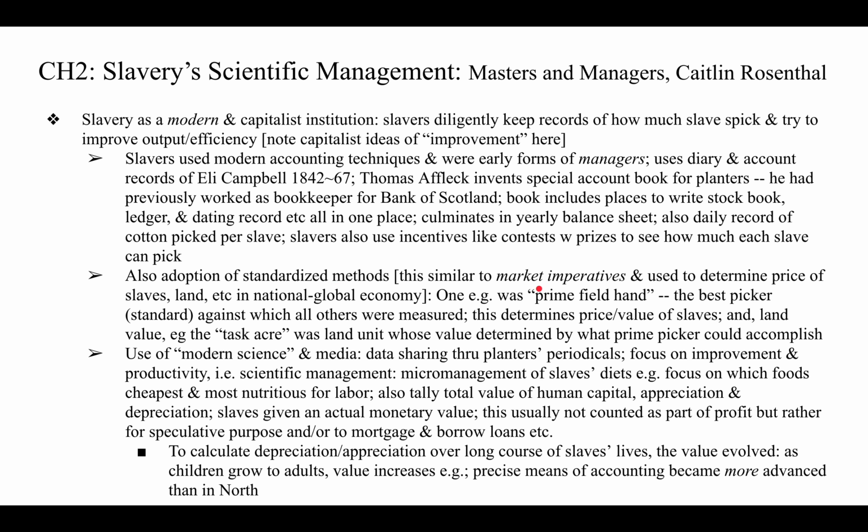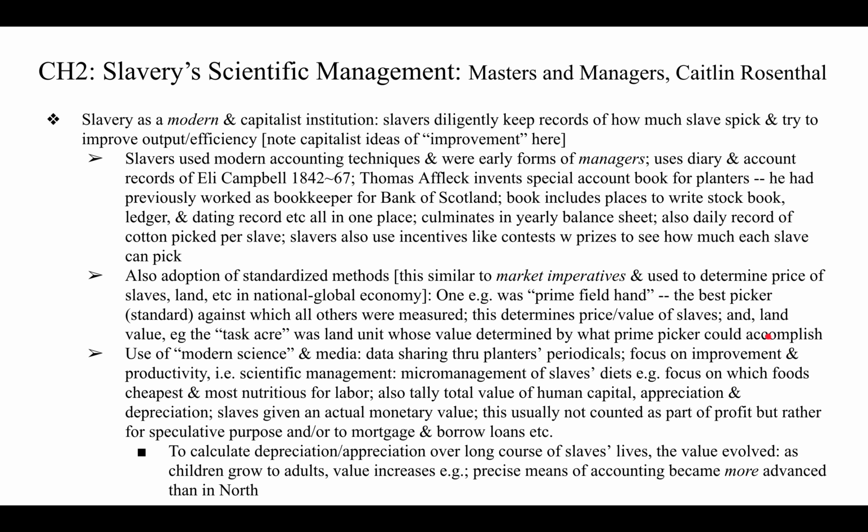I would say this is similar to what we've discussed as market imperatives, used to determine the price of slaves, land, etc. in a national and global economy. One example was the prime field hand, the best picker, who would set the standard against which all other slaves would be measured. And this would determine the price and value of the slaves, how much they're anticipated to pick or produce in a given amount of time, based on a standard set at a very high bar by the best picker who picked the most.